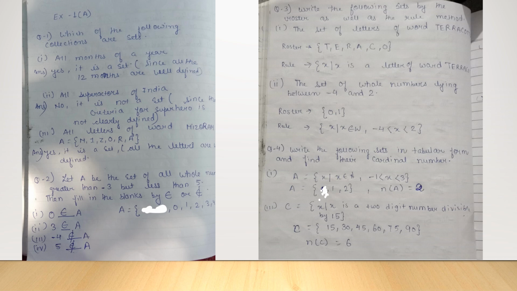Third part, C is equal to {x such that x is a 2-digit number divisible by 15}. So we'll write down the set C at first. C is equal to {15, 30, 45, 60, 75 and 90}. So the cardinal number of C, n(C), is 6.